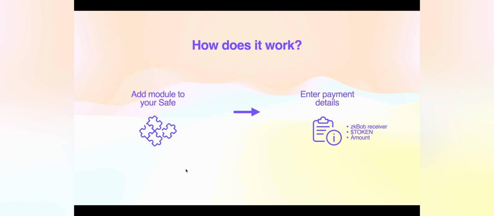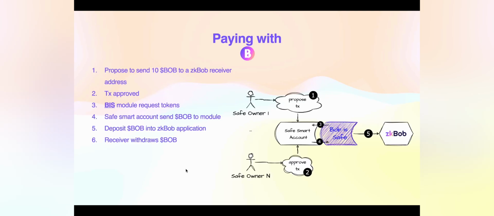How does it work? You install a custom Safe app, which will allow you to add our Bob module to your smart account. After that, you will be able to send an anonymous payment through zkBob directly from your Safe. What's happening behind the scenes?